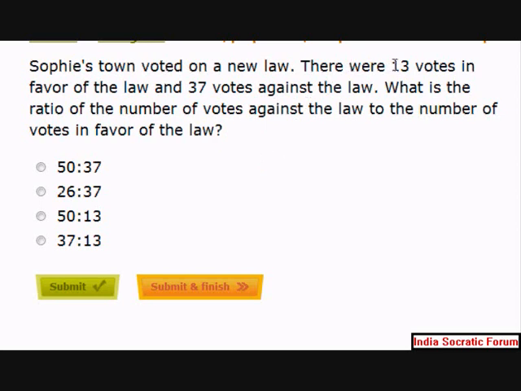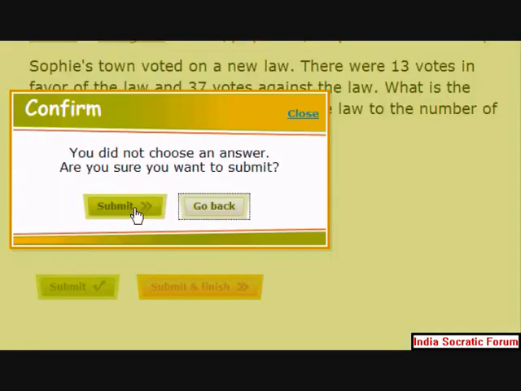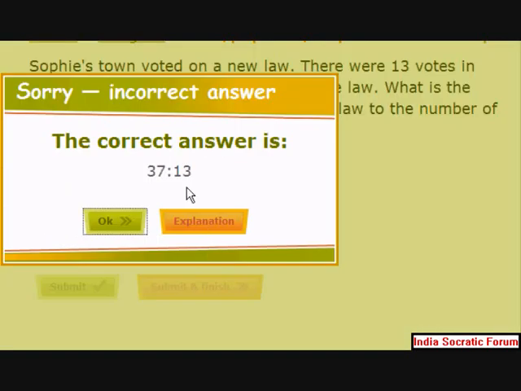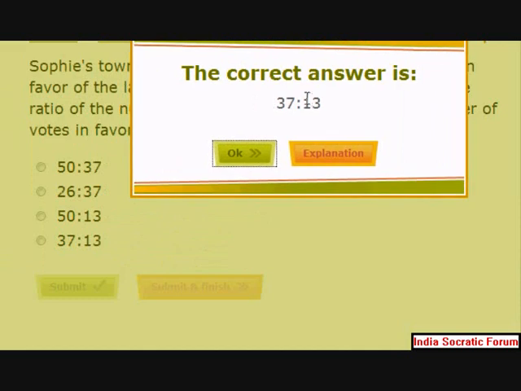How many votes in favor? 13. How many votes against? 37. What is the ratio of the number of votes against to the number of votes in favor? How do you write this? 50 is to 37, 26 is to 37, 50 is to 13, 37 is to 13. Good job. Pause the video, find it, and the answer is 37 is to 13.